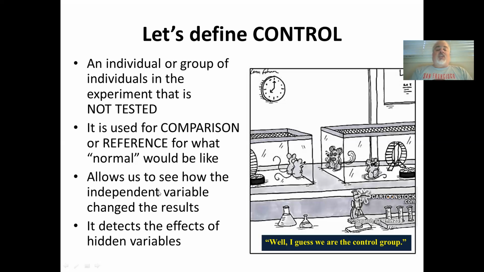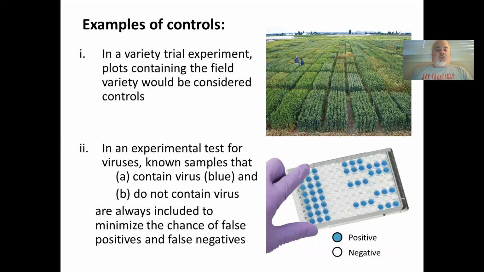It allows us to see how the independent variable changed the results, and it detects the effects of any hidden variables that you might not see. So don't worry about those last two statements in terms of the detail, but you really need a control. That's the bottom line. So here's some examples of controls in a variety trial.